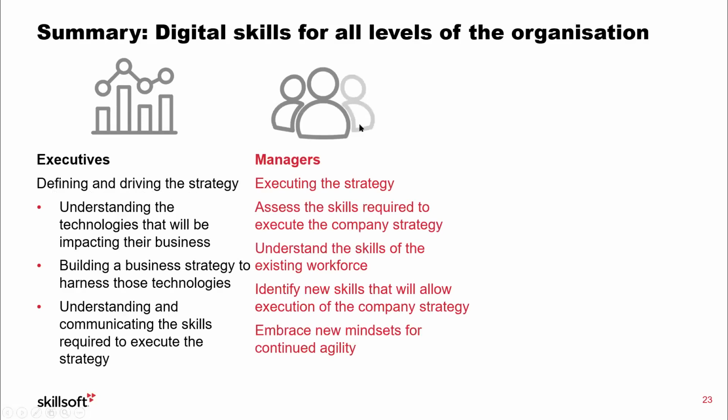Managers that report into the executive team, their responsibility is to execute the strategy. So, what they need to do is assess the skills required to execute the company strategy. They need to validate the skills of their existing workforce, and then identify the new skills that will allow the execution of that company strategy and embrace those new mindsets. And they will work with L&D to put together the e-learning programs or the blended learning programs that will allow that strategy to be executed.